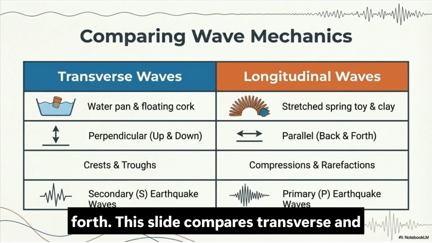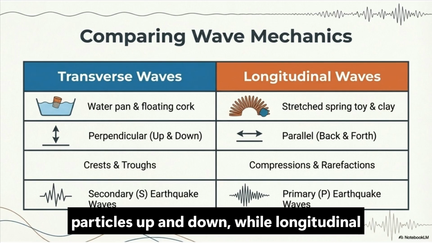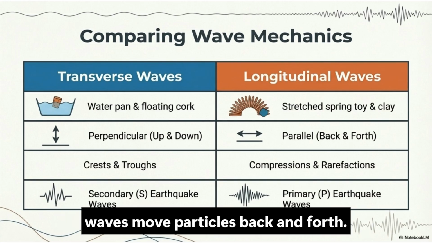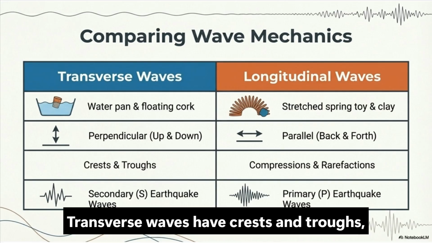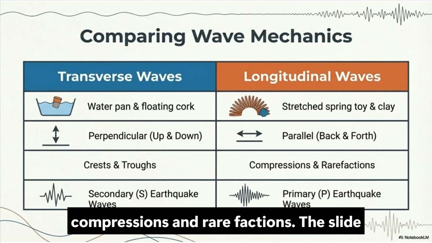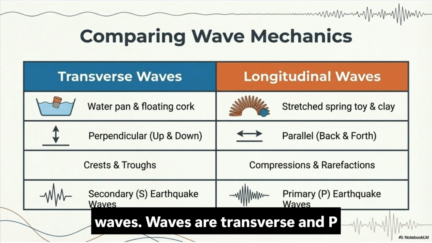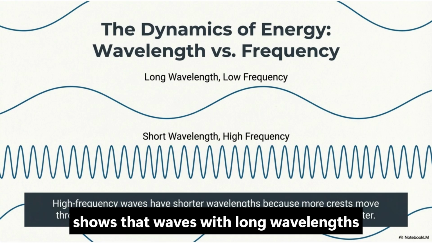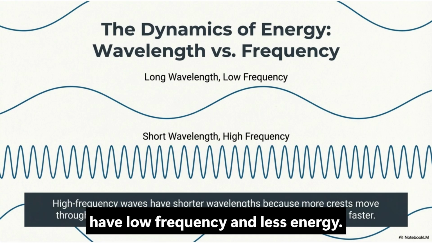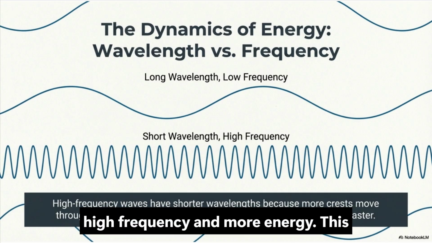This slide compares transverse and longitudinal waves. Transverse waves move particles up and down, while longitudinal waves move particles back and forth. Transverse waves have crests and troughs, while longitudinal waves have compressions and rarefactions. The slide also connects these waves to earthquake waves. S waves are transverse, and P waves are longitudinal. This picture shows that waves with long wavelengths have low frequency and less energy, while waves with short wavelengths have high frequency and more energy.